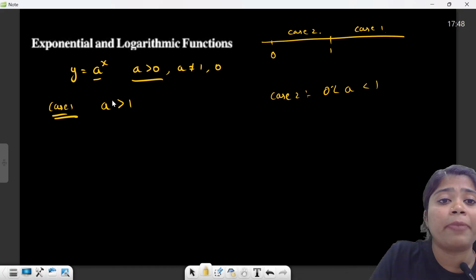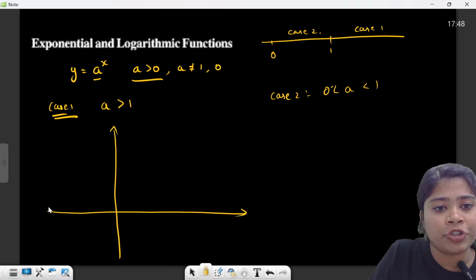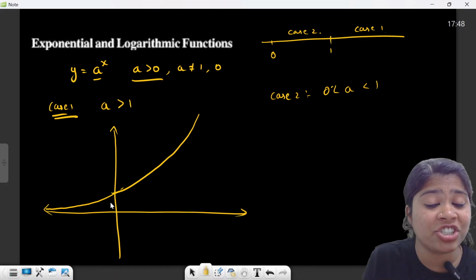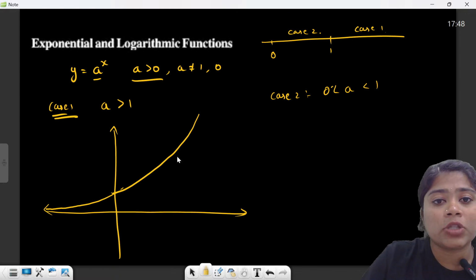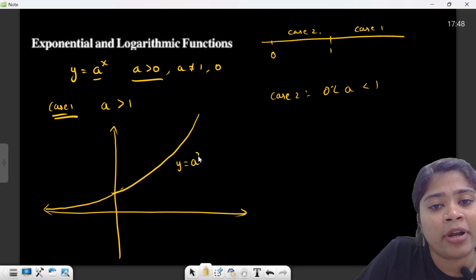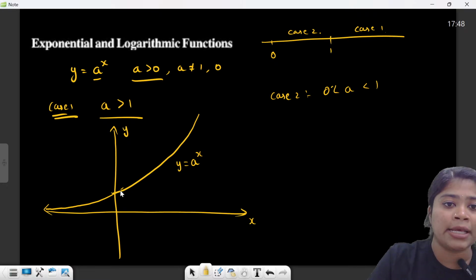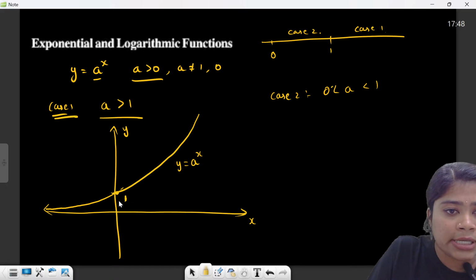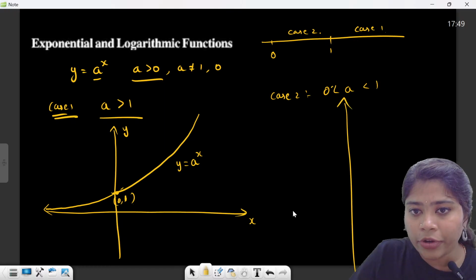Okay. So when my base A is greater than 1, you draw the exponential graph like this. It looks like it approaches 0, but it won't touch. It approaches the y is equal to 0 value. So this is the y is equal to a power x graph if a is greater than 1. This is the x-axis, this is the y-axis. When x is equal to 0, y will be equal to 1. So this is the point 0, 1.